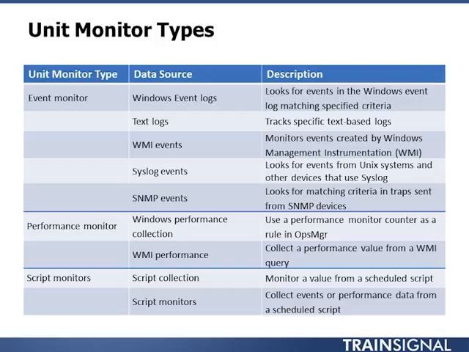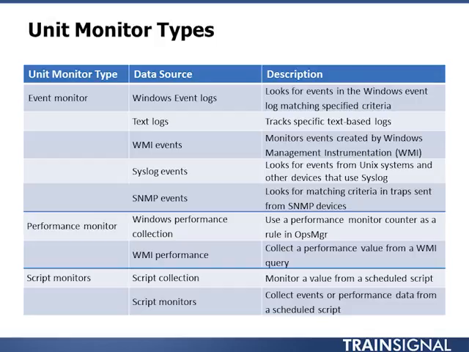Likewise, you can also track items in log files, Windows Management Instrumentation events that are generated by WMI on a Windows machine, syslog events from Unix machines, or SNMP events from SNMP-based devices, such as network switches, printers, things like that. Then we have performance monitors, and those can result from things like Windows Performance Collection statistics. So you could use your performance monitor counter as a rule in Operations Manager. Or WMI performance, Windows Management Instrumentation performance items. You could collect a performance value from a WMI query, such as, what's my current processor utilization on processor 1?